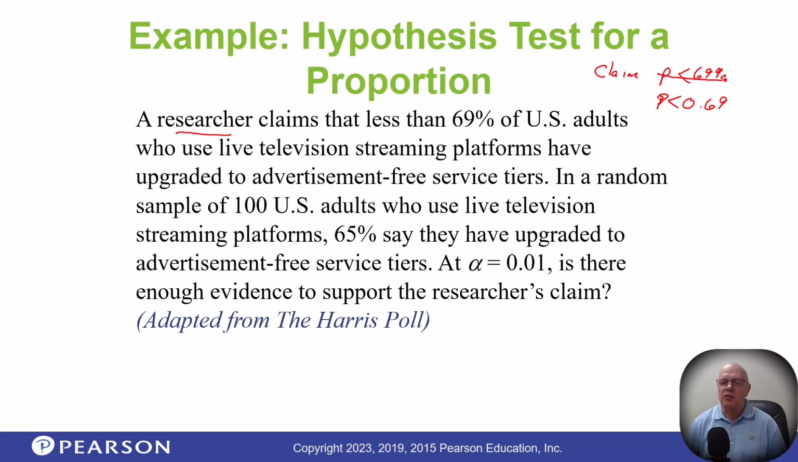So scratch this off. We don't need it anymore. What's the opposite of the claim? Well, it's greater than or equal to 0.69. Now we get the null and the alternate hypotheses. Which one has equals? The second one. So proportion is greater than or equal to 0.69 will be our null hypothesis, which leaves us with proportion less than 0.69 as our alternate hypothesis. All right, we're ready to go.